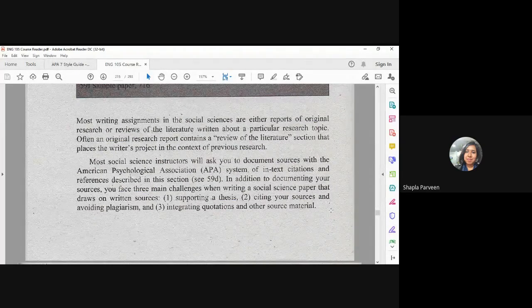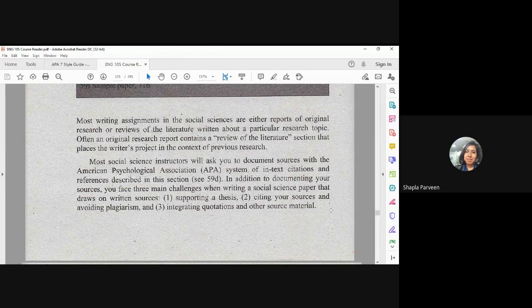So when you read something and borrow information, you have to provide the source documentation. So supporting the thesis, that means you have an idea, and in order to back up that idea, you have to do a lot of reading. So you need that. Then citing your sources and avoiding plagiarism. So you need to provide the source documentation, because if you don't, you borrow other people's ideas, you rewrite what has already been written by other people. And if you don't provide the source documentation, that means you are copying and pasting other people's ideas. So when you provide the source documentation, this is a very important way of avoiding plagiarism.